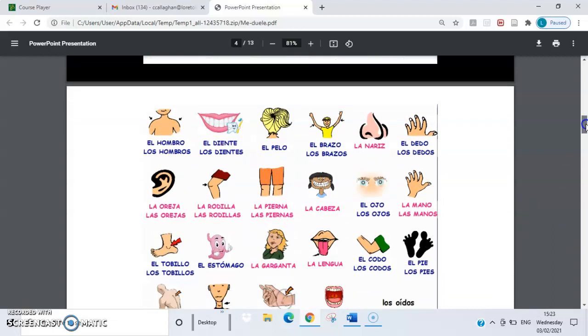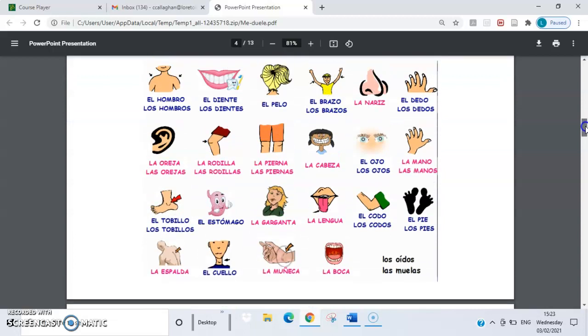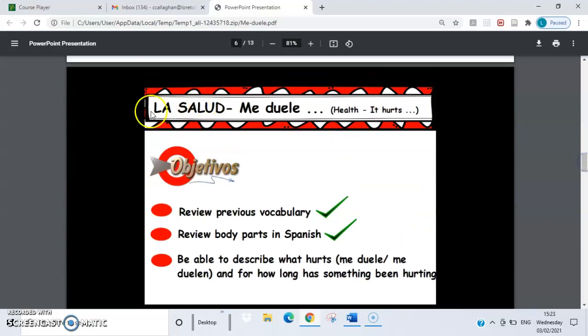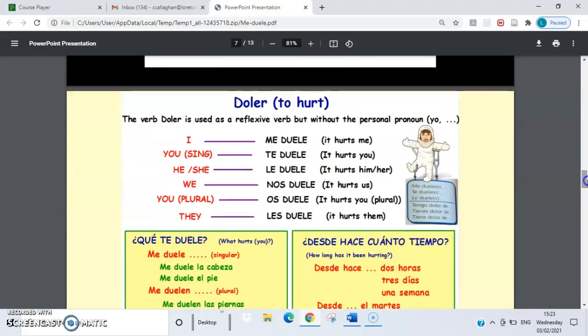So we had a look at these yesterday in the last video I put up, so if you haven't seen them, just recap over them. Today we're just going to have a little look at this verb here. This is all under the topic of la salud, the health, okay? And we're going to look now at me duele. Me duele is the verb to hurt, okay?